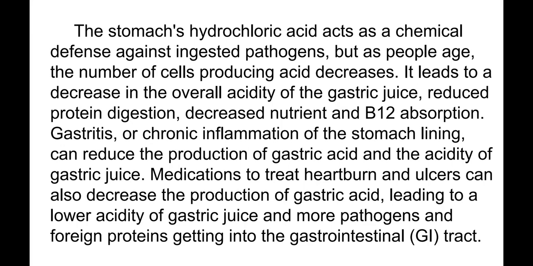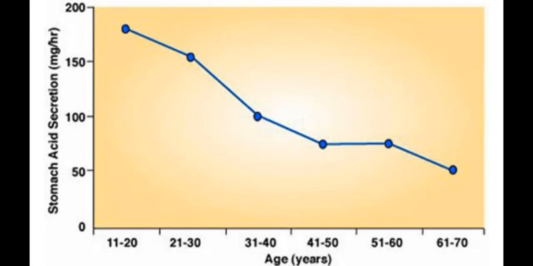Medications to treat heartburn and ulcers can also decrease the production of gastric acid, leading to a lower acidity of gastric juice and more pathogens and foreign proteins getting into the gastrointestinal tract. So this is very common in the elderly, and especially if they take medications against this influx of gastric juice to the esophagus. So it is like heartburn, and this is very common, and it has disastrous consequences.